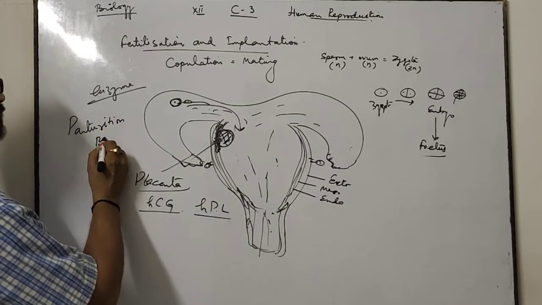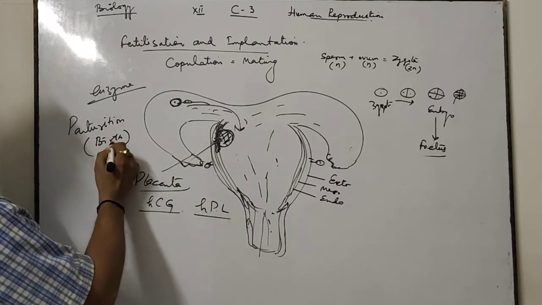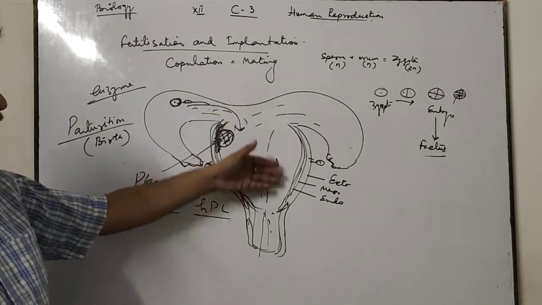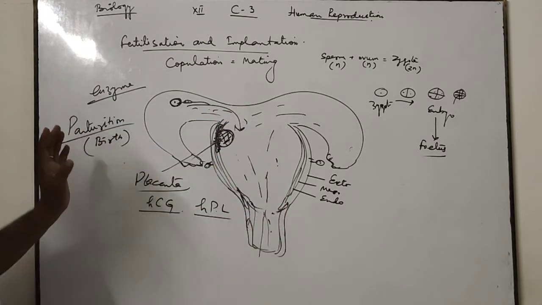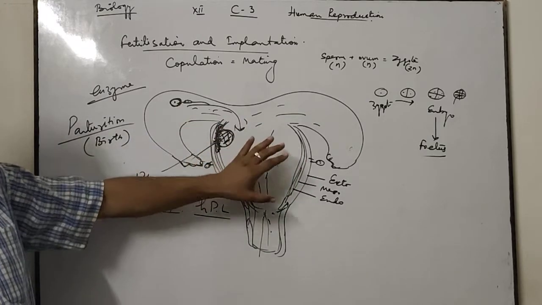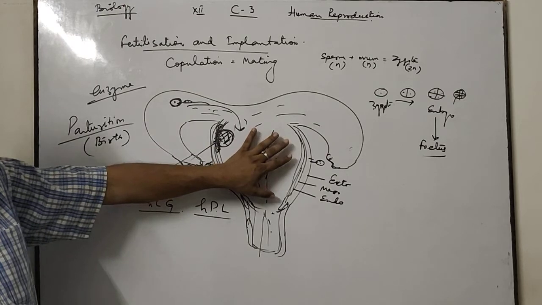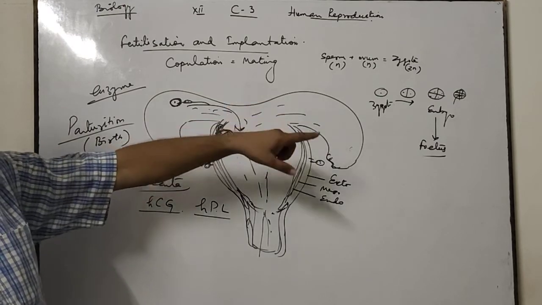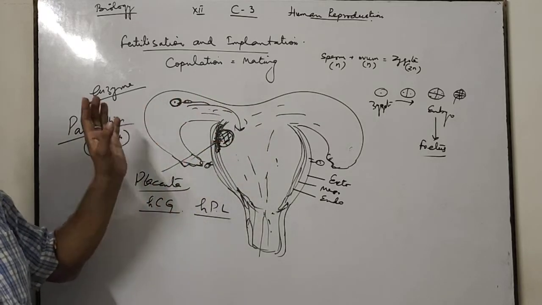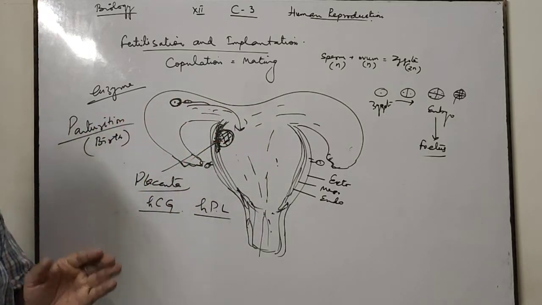Parturition, or you can say birth. Birth is scientifically known as parturition. Parturition is the delivery of the baby. About 9 months are taken for development of a full fetus, from zygote to fetus. This period is called the gestation period. This gestation period is about 9 months.